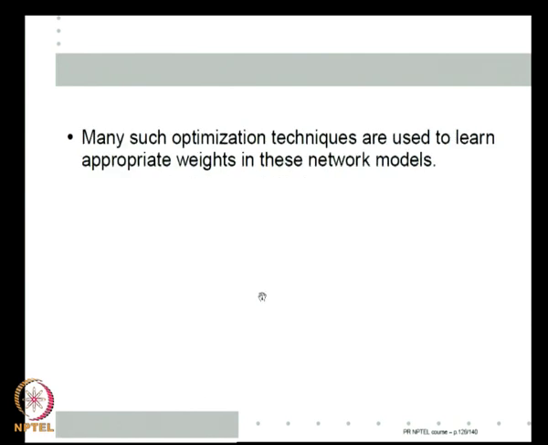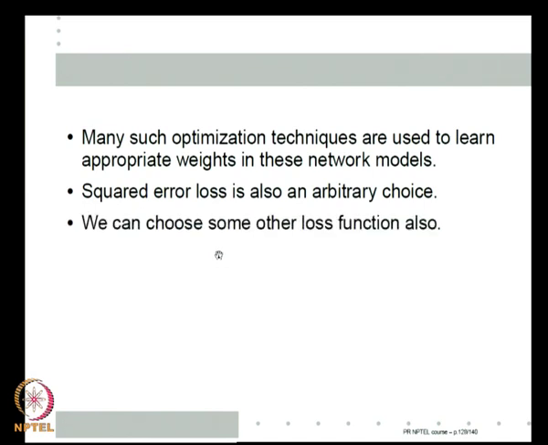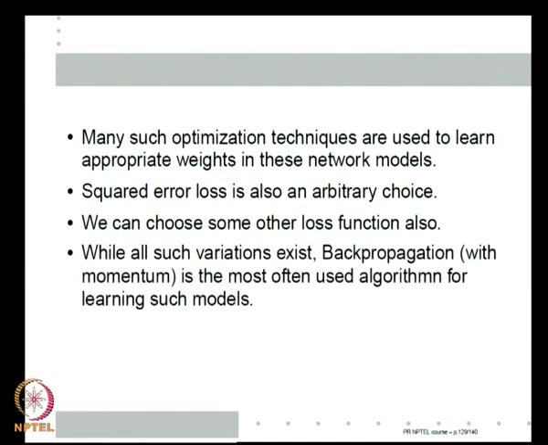That is not all. So, we can use many optimization techniques to learn the appropriate weights. Of course, squared error loss itself is an arbitrary choice. I can use other loss functions, right. So, there are many variations possible within these networks. While all such variations exist and people have used other optimization techniques, and rarely some other loss function, the most often used algorithm is back propagation with these models. Okay.